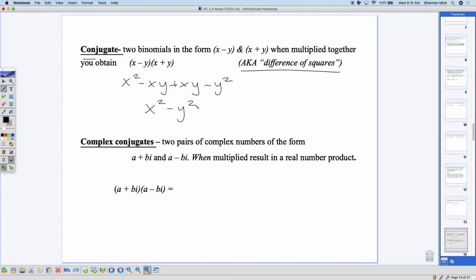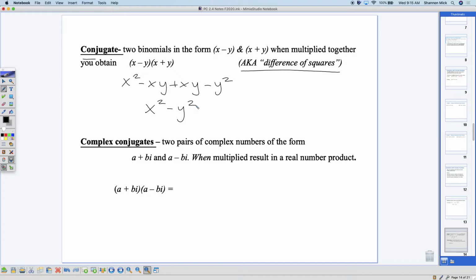Well, if you think back at the last problem I did, when I multiplied that out I was left with an i, wasn't I? So I still had an imaginary number, didn't I? I don't want to have an imaginary number in denominators, just like I don't leave radicals in denominators. So we need to use conjugates.